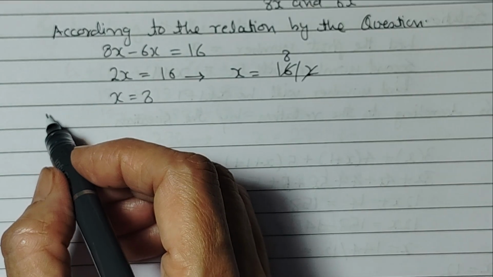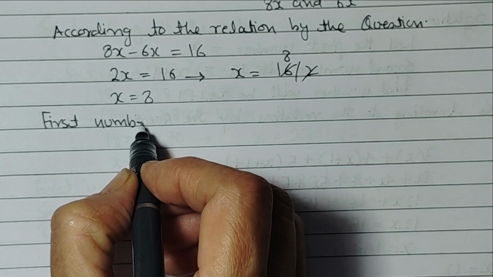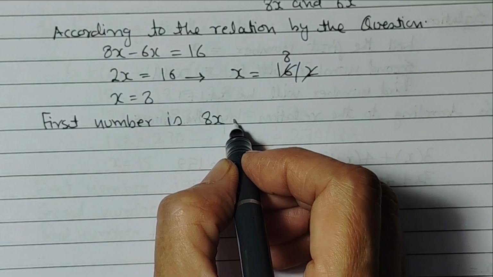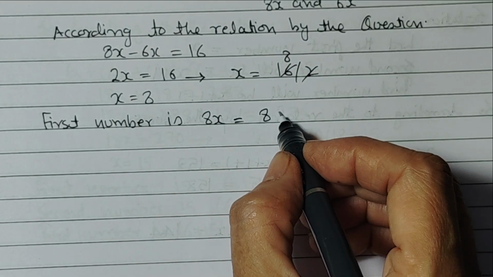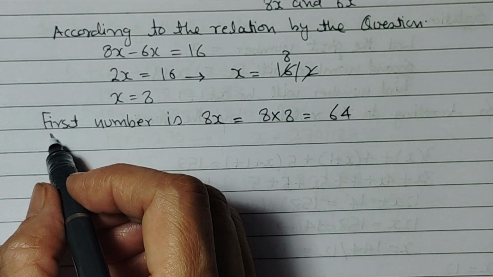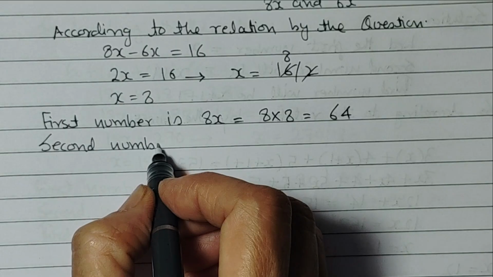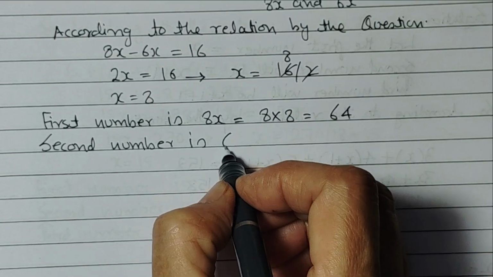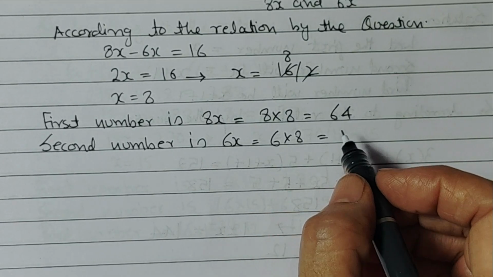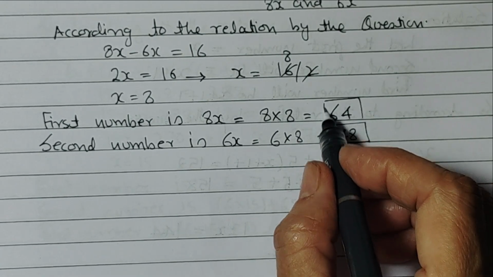Now the first number will be 8x, that means 8 into 8, which is 64. Second number is 6x, which is 6 into 8, which is 48. So these are the two numbers. It is our answer.